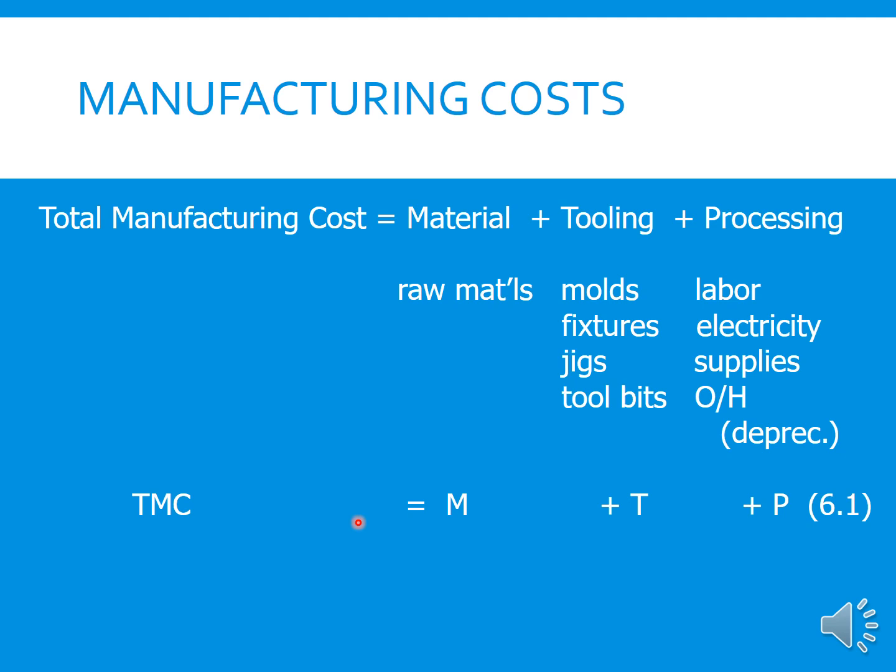Okay, for the metalworking, this is how we do the calculation for manufacturing cost. Total manufacturing cost is material cost plus tooling cost plus processing cost. Material cost is raw material. Tooling cost, for example, is the mold, pattern, jig, and tool bits. Processing is like labor cost, electrical supply, and overhead. Total TMC, this formula: M plus T plus P.